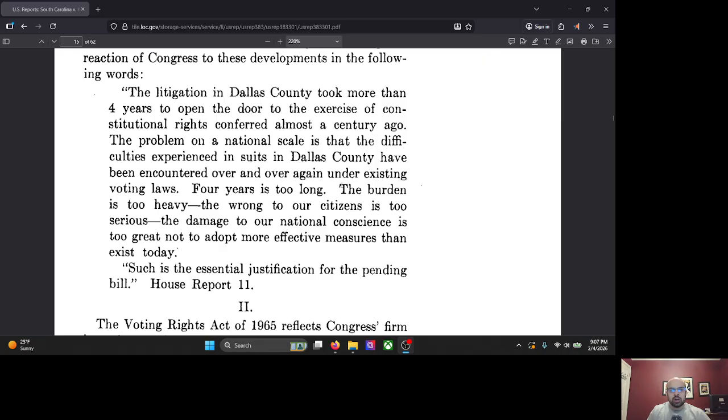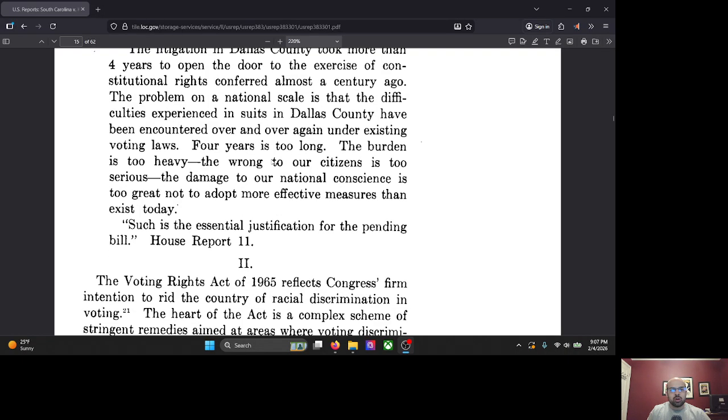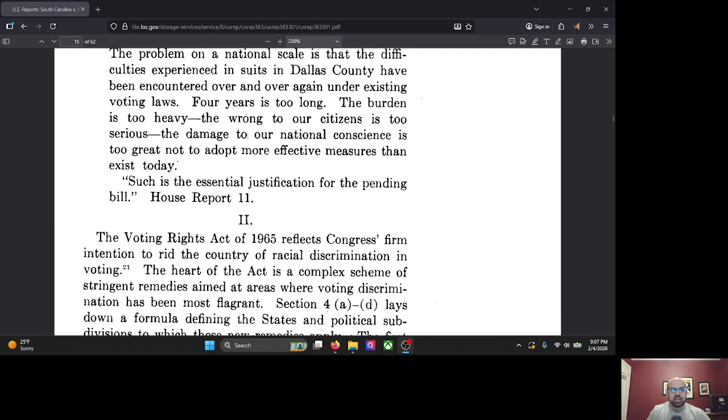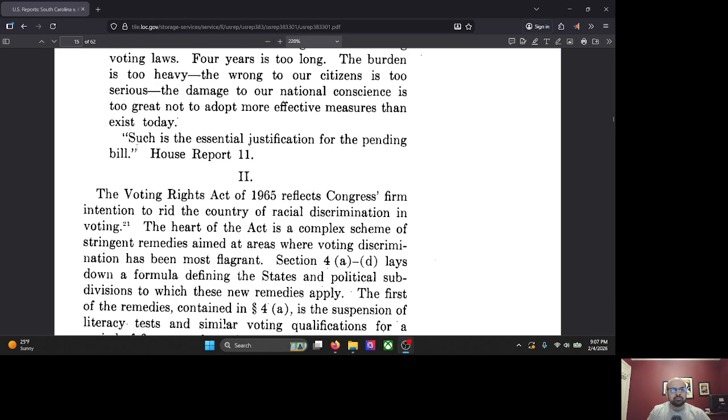4 years is too long. The burden is too heavy. The wrong to our citizens is too serious. The damage to our national conscience is too great not to adopt more effective measures than exist today. Such is the essential justification for the pending bill.